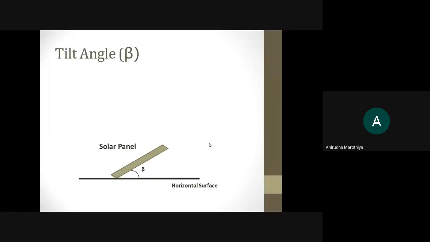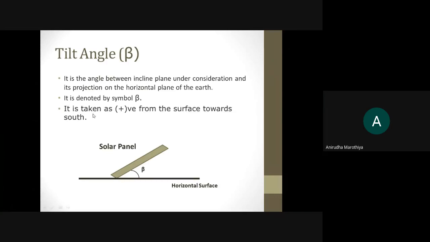Yeah, one more point I think remaining. Write on this point, it is taken as positive from the surface towards south. That means this particular statement indicates the sign convention. कहने का मतलब ऐसा है कि when we are measuring this angle with respect to south direction measured from the earth surface, in that case we need to take this particular angle as positive. And in 99% of cases, if you see the placement of your solar photovoltaic panel, they are fixed mounted, that too facing south direction.